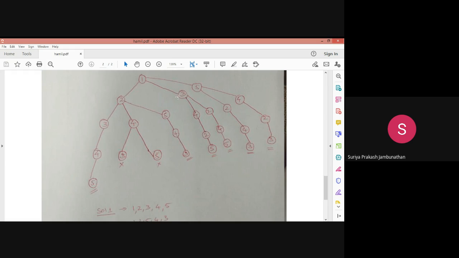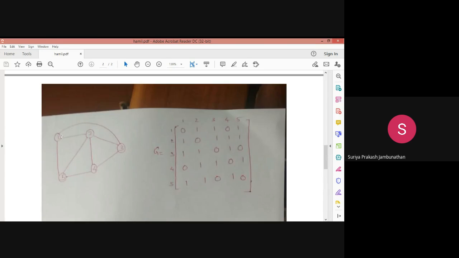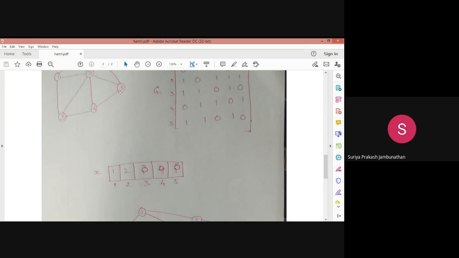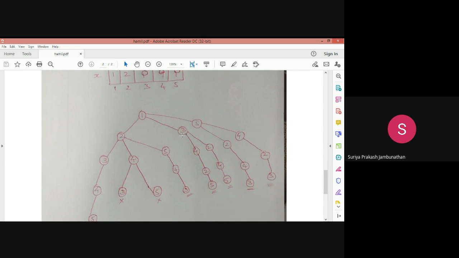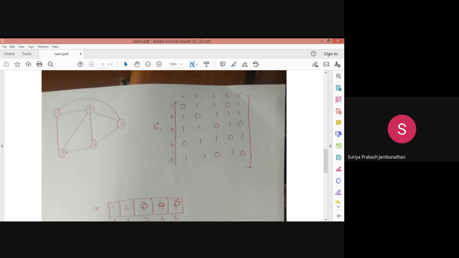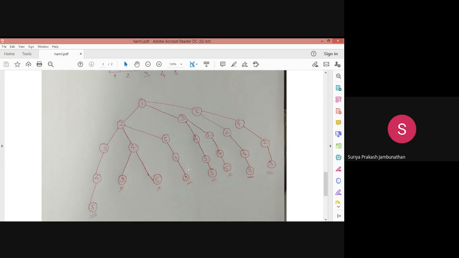We took node 2. Now I am taking node 3. When you are taking node 3, we have two solutions. So 1 to 3, 3 to 4, 4 to 2, 2 to 5, 5 to 1. So this is one cycle. Another cycle is 1 to 3, 3 to 2, 2 to 4, 4 to 5. So 1 to 2, 2 to 3, 3 to 4, 4 to 5, 5 to 1. This is a duplicate cycle. Keep in mind, whatever cycle we are seeing here, this is a duplicate cycle.